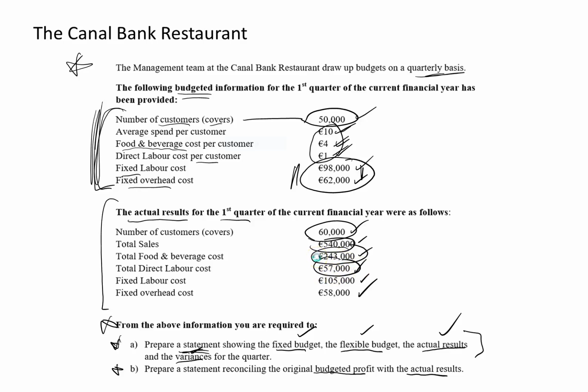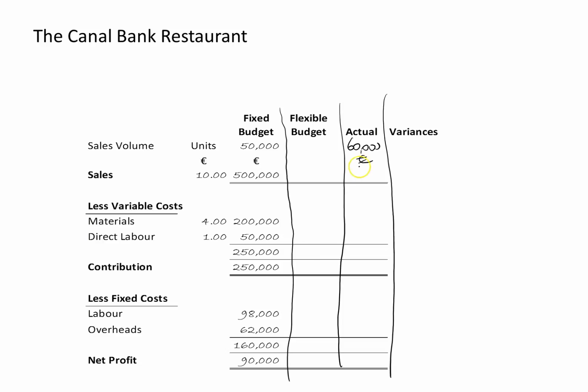What I'll do is I'll pop that information in here. So I have 540,000 as my total sales revenue. I have 243,000 as my total variable material cost, the direct material cost, which of course is the food and beverage, and the direct labor cost, 57,000. Now if I add those two together, they come to 300,000. So what I have here, this figure 300,000 here, that is my total variable cost. I'm going to take it away from my sales, and I get my contribution figure, which works out at 240,000.